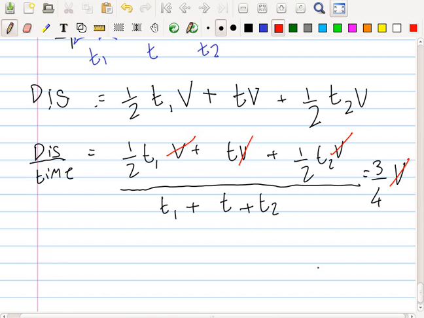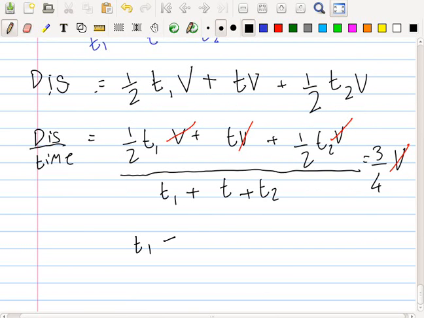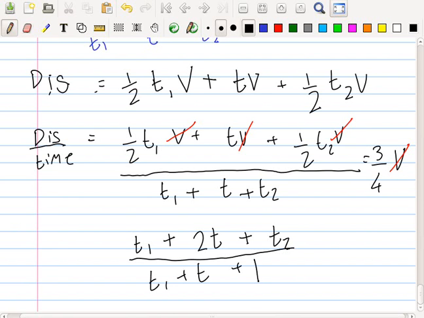What do you mean how? I divide everything by V. So I'm left now with, and actually I don't really want these halves here, so I'll multiply everything by 2. So I get T1 plus 2T plus T2 all over T1 plus T plus T2 equals 3/2, because I multiply this by 2 and this by 2.